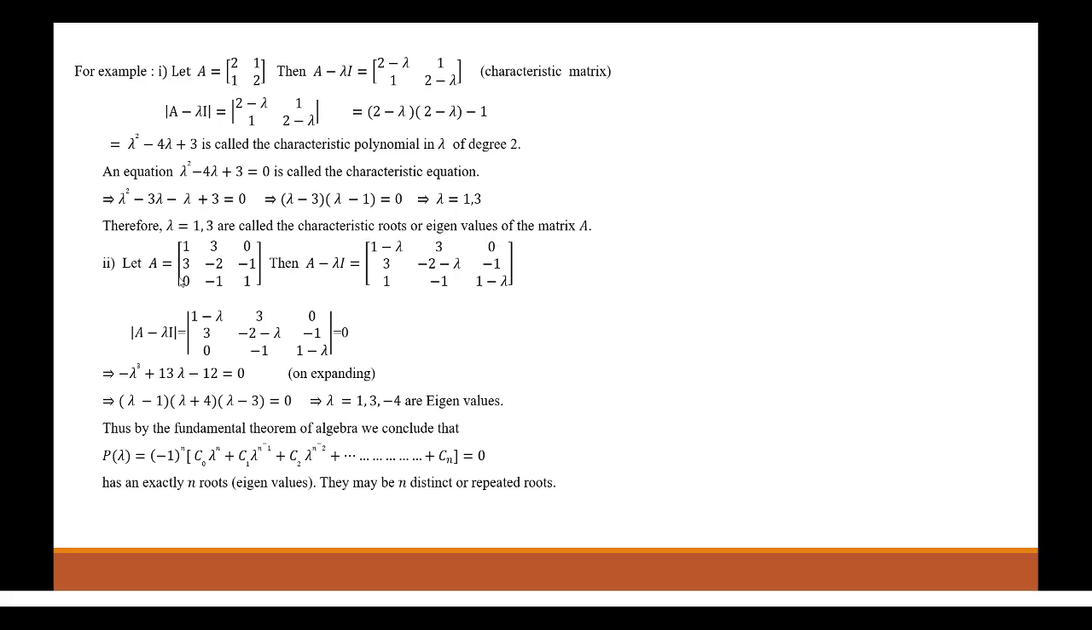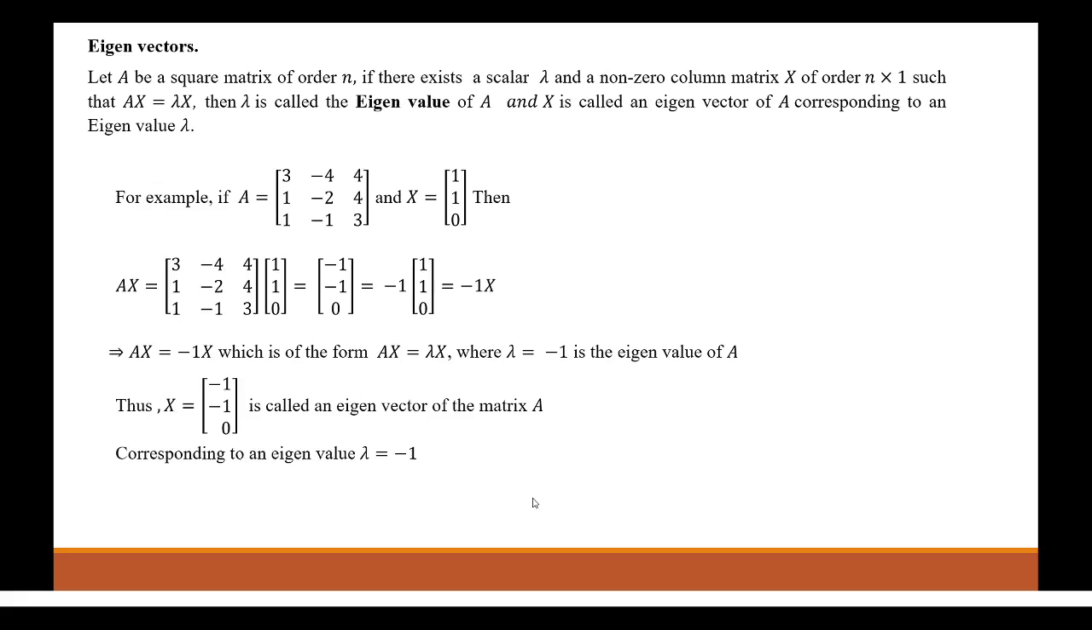Then once again, write down the characteristic equation, determinant of A minus lambda I equal to 0, and expand this determinant for a matrix of order 3 cross 3. Since it is a 3 cross 3 matrix, we get 3 eigenvalues: 1, 3, minus 4 are the corresponding eigenvalues for this matrix. Thus, by the fundamental theorem of algebra, we conclude that a matrix has exactly n roots or n eigenvalues, which may be n distinct or repeated roots.